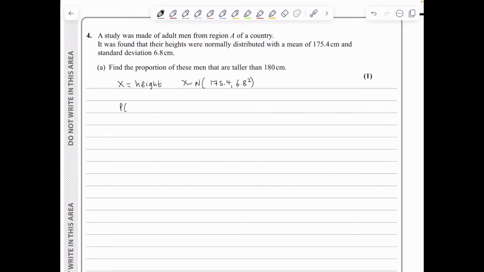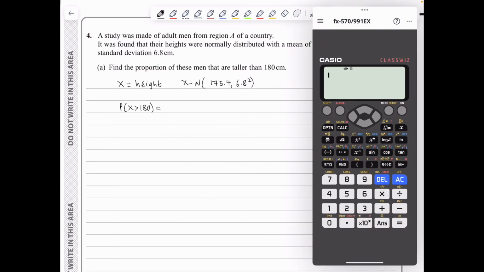We need to find the probability of x being greater than 180, so I'm going to go on my calculator, press menu and then 7. It's option 2, normal CD, the normal cumulative distribution. So we know that the lower will be 180 and the upper will be something large and positive, so I will put 10 to the power of 9. My sigma is 6.8 and my mu is 175.4.